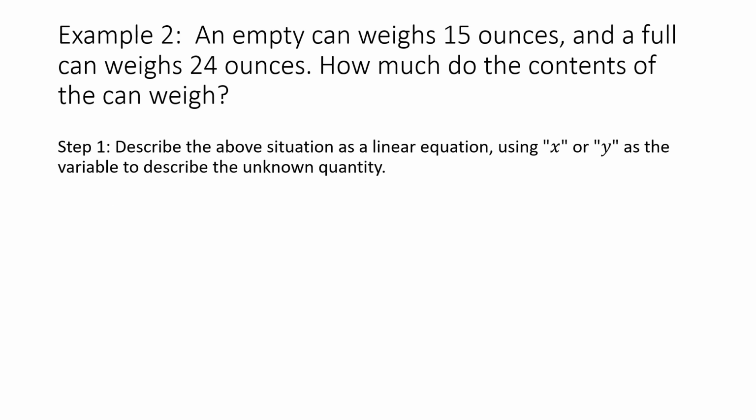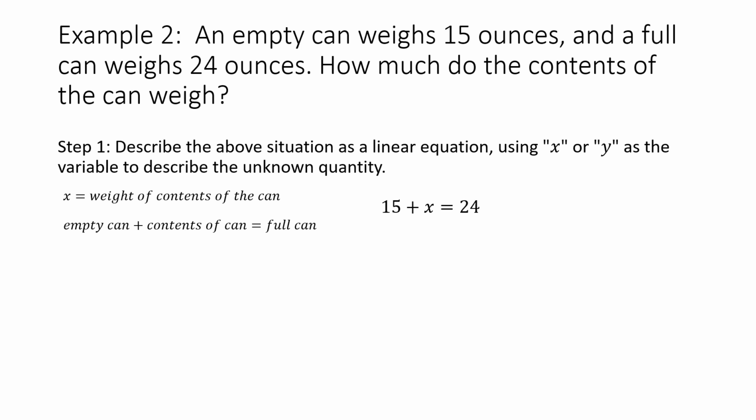So I'm going to allow x to equal the weight of the contents of the can. So here you want to think about what's happening. The empty can plus the contents of the can is going to equal the weight of a full can. And so now we're just going to substitute in the numbers that we actually know. So we know the empty can weighs 15 and the full can weighs 24 ounces. So that's what we're going to substitute in. So our equation will be 15 plus x equals 24.